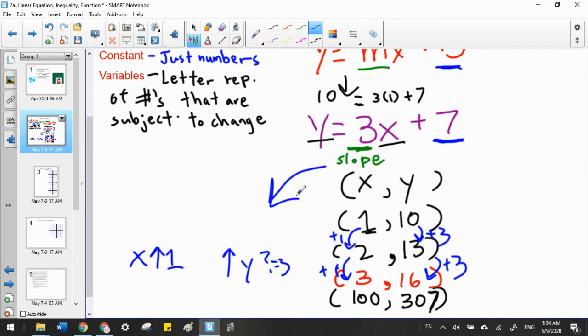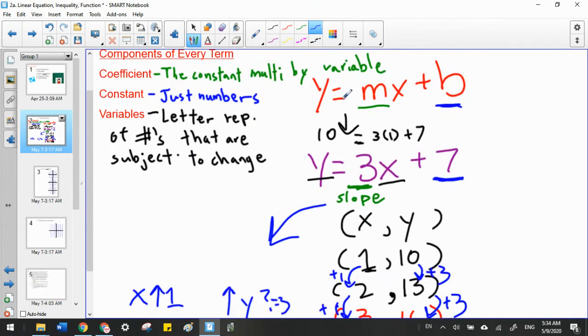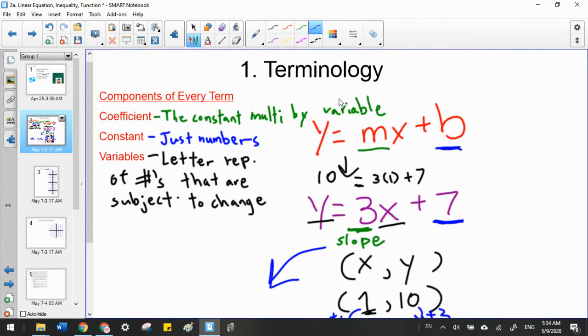And having that understanding is super important because slope is a very commonly used thing in algebra and on the SAT. And I'll show you what that 7 does in a second. So this is the terminology. You want to make sure you know what they are and how to use them when you take the SAT.